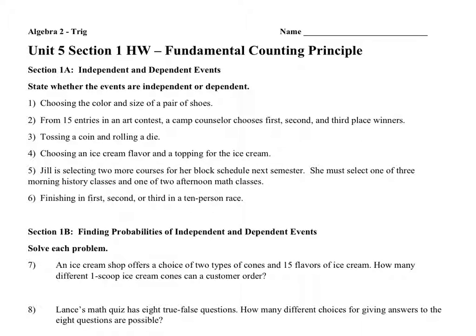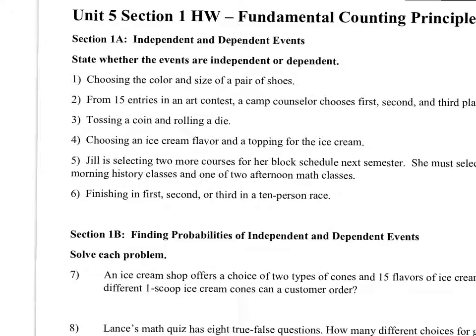So let's look at number 1 here. Choosing the color and size of a pair of shoes. Well, the size doesn't affect the color, the color doesn't affect the size, so those two events would be independent. And then let's look at number 2.